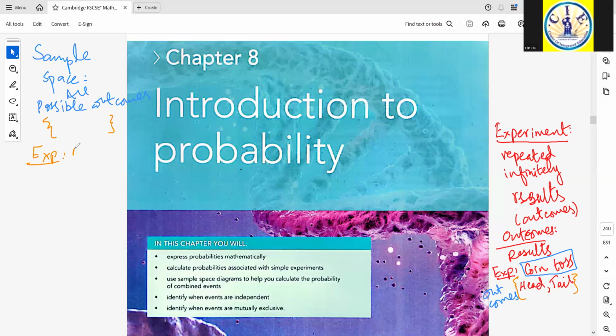Similarly, an experiment could be rolling of a dice. So we are expecting that either one could occur or two or three or four or five or six. These are the possible outcomes. So this is the set that contains all the possible outcomes. We label it as S representing the sample space, or in some cases it is represented by the Greek letter xi, which represents the sample space, a set containing all the possible outcomes.